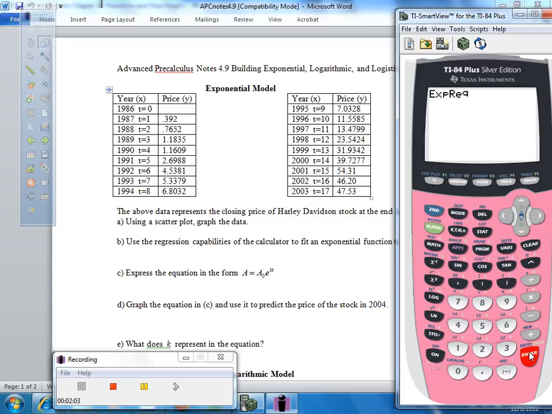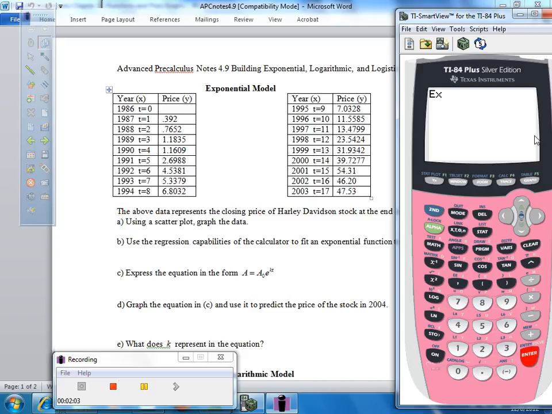And then I want to put it right into my y equals. So I'm going to go to Vars, then Y-Vars, then Function, and Y1, and it should put your exponential regression right in there. I'm going to hit Enter. And there's my exponential regression, which is y equals 0.47544466 times 1.358 raised to the x.